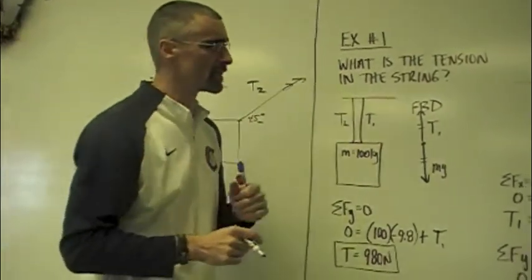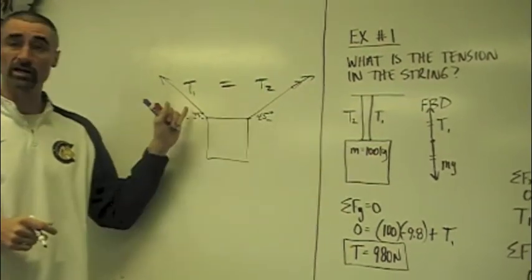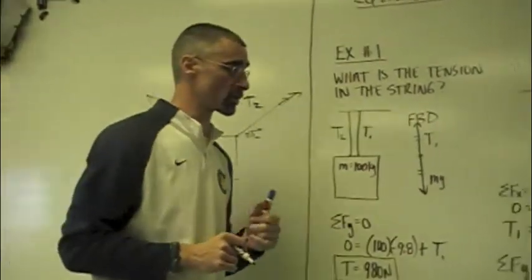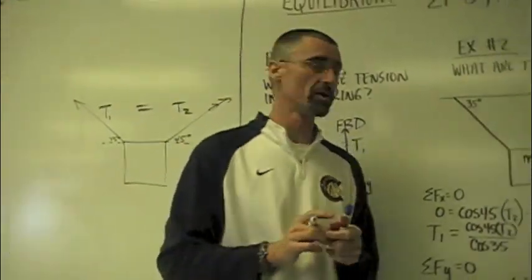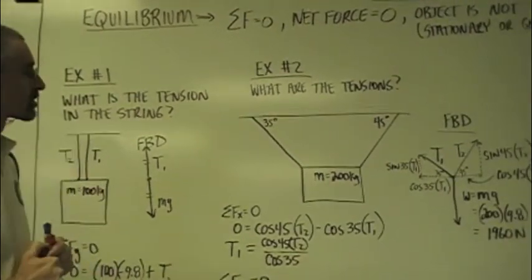Now let's get to an example where the strings aren't the same length and therefore the strings are going to hang at different angles. And let's look at this one. This one's pretty important, guys. This is one that kids struggle with, but it's not really that hard. So let's go ahead and look at this.